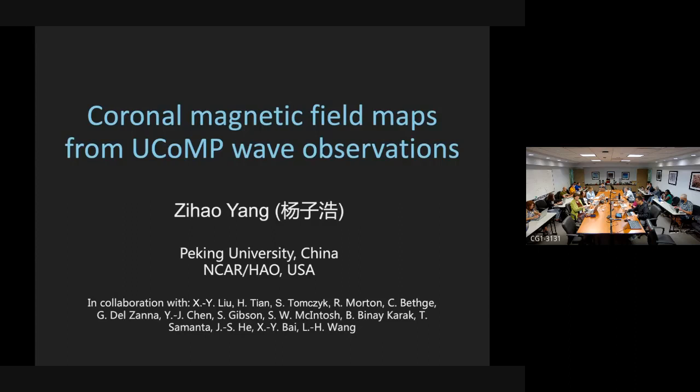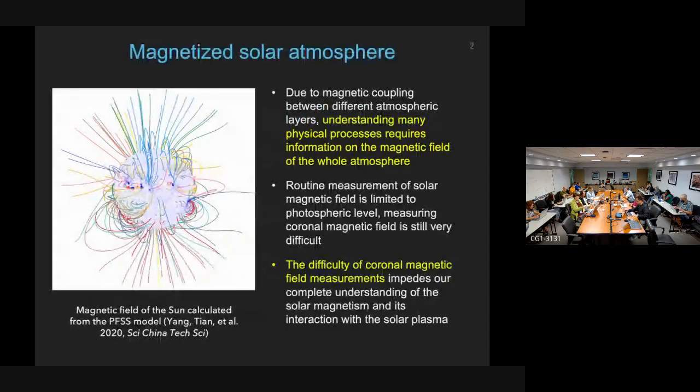I'm going to show some results from UCoMP wave observations to get the global coronal magnetic field maps, perhaps the routine measurements of global coronal magnetic fields. We know that the coronal magnetic field is very important because it's related to thermal eruptions and coronal heating. And the magnetic field of the Sun is connected in each atmospheric layer.